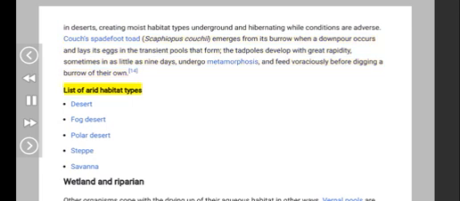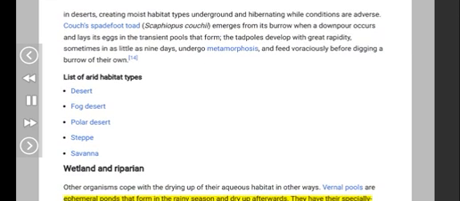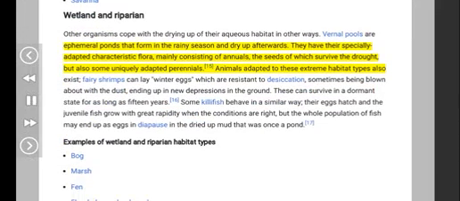List of arid habitat types. Desert. Fog desert. Polar desert. Steppe. Savanna. Wetland and riparian. Other organisms cope with the drying up of their aqueous habitat in other ways. Vernal pools are ephemeral ponds that form in the rainy season and dry up afterwards. They have their specially adapted characteristic flora, mainly consisting of annuals, the seeds of which survive the drought, but also some uniquely adapted perennials.